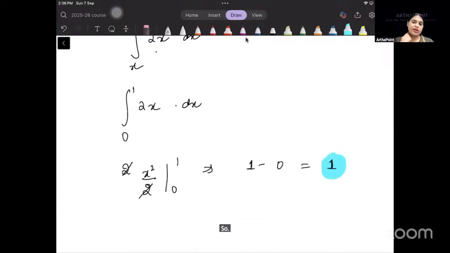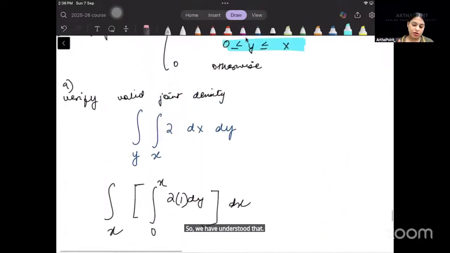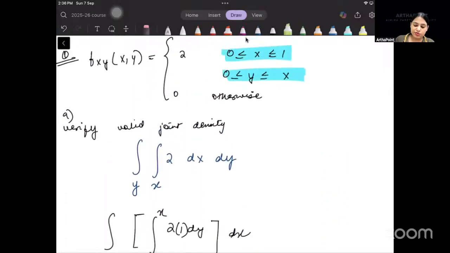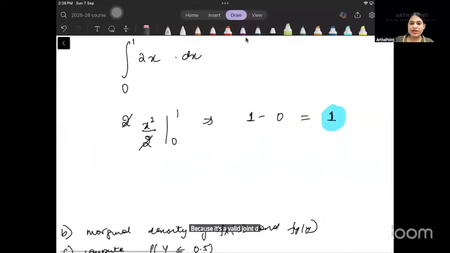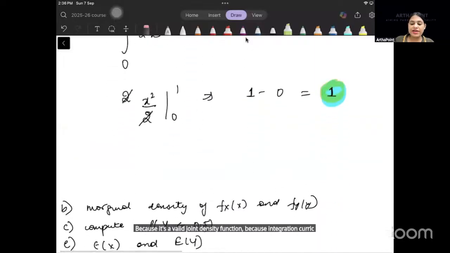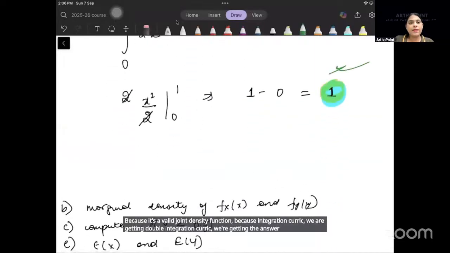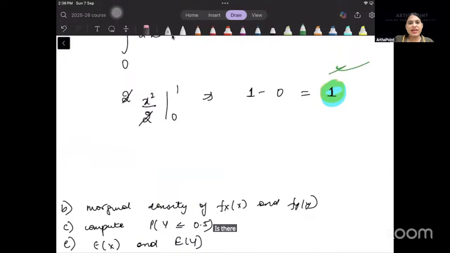So we have understood that the function given to us is a joint density function, because by double integration we are getting the answer as 1. Is there any doubt in this? Anyone, any question here? Anything which is not clear?